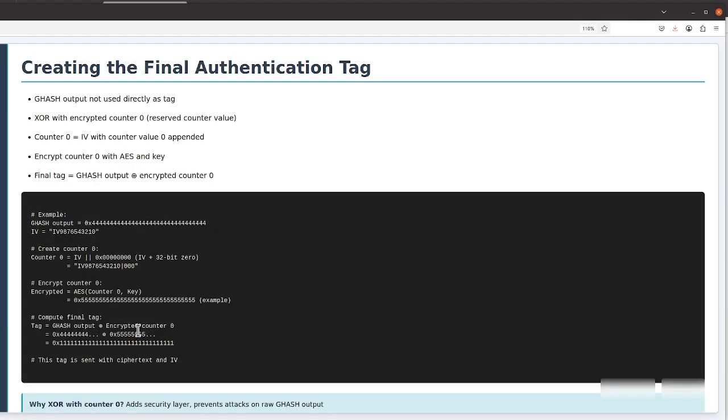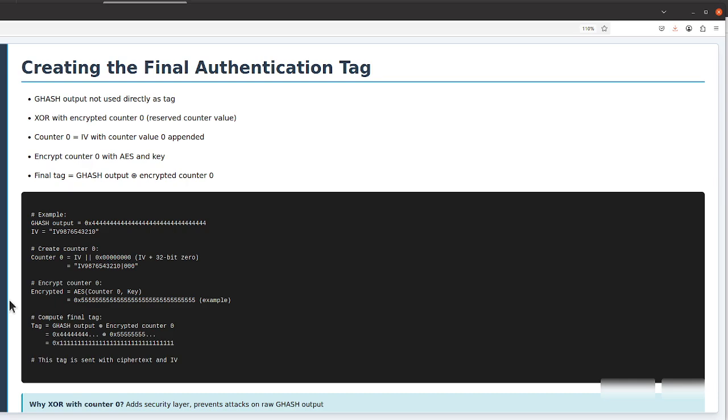Creating the authentication tag. The GHASH output is not used directly as the authentication tag. There is one final step. We XOR the GHASH output with an encrypted counter block. This step is essential for security and ties the authentication to the specific message and IV. Remember, in GCM, we use counter blocks for encryption starting at counter 1. Counter 0 is special and reserved for this authentication step. We take our IV, append a counter value of 0, encrypt this counter block with AES and our key, and the result is our authentication keystream block.